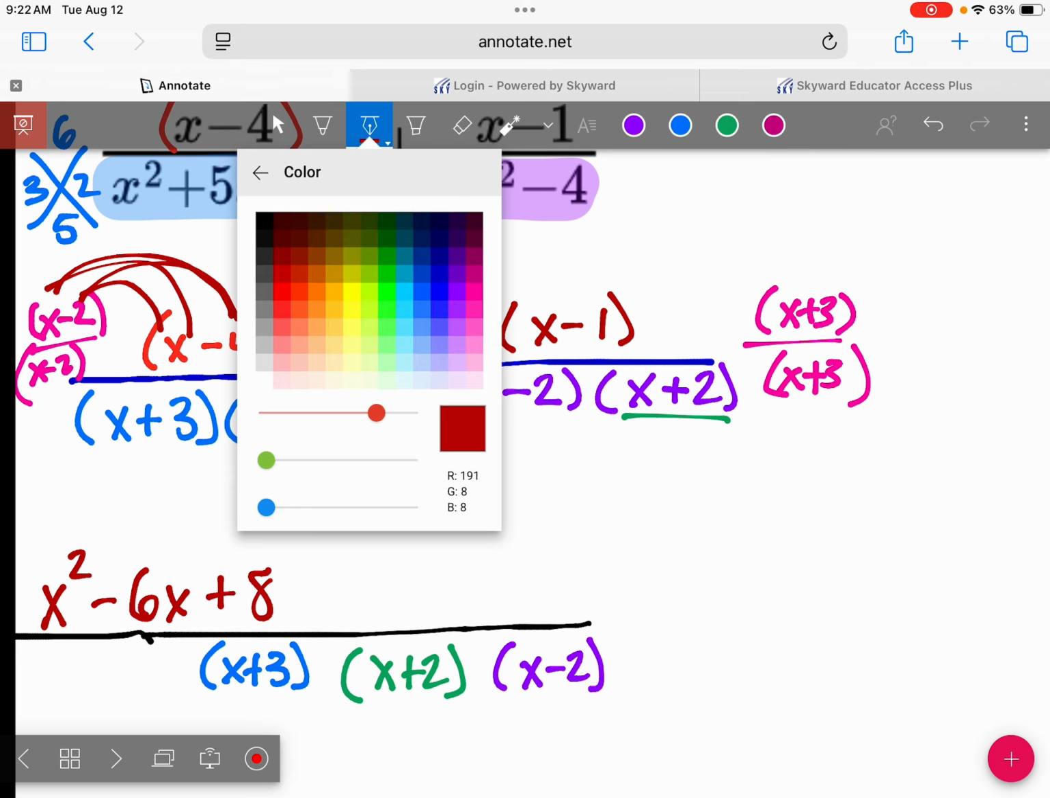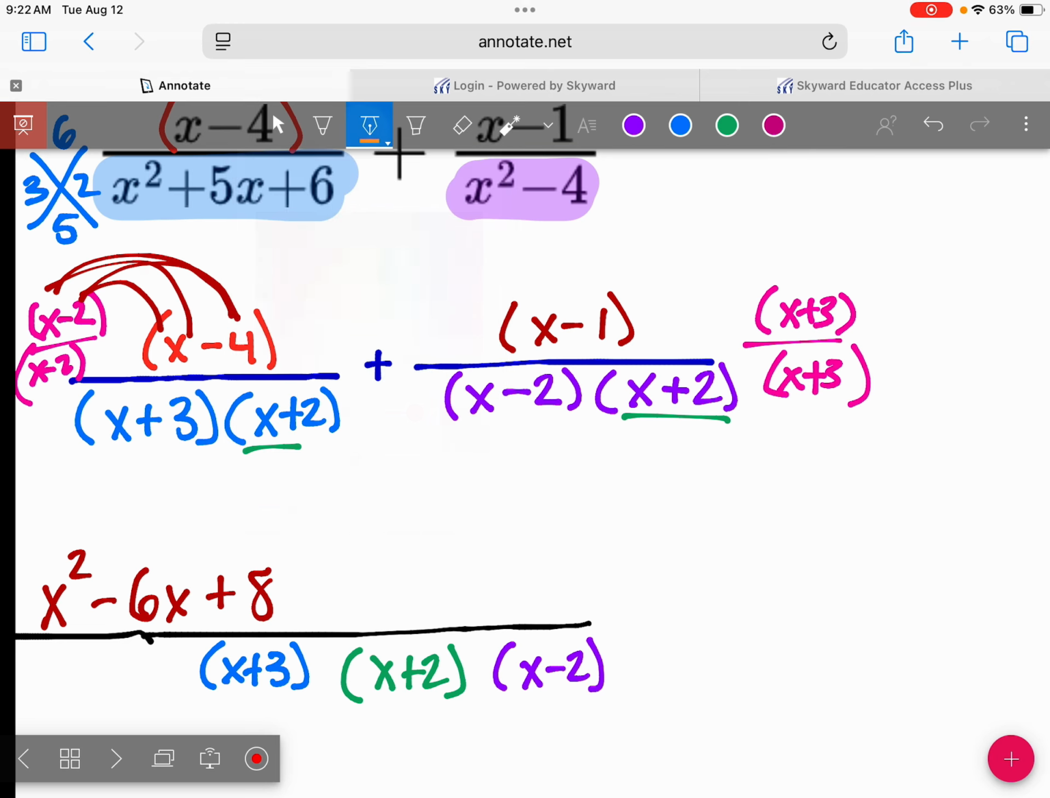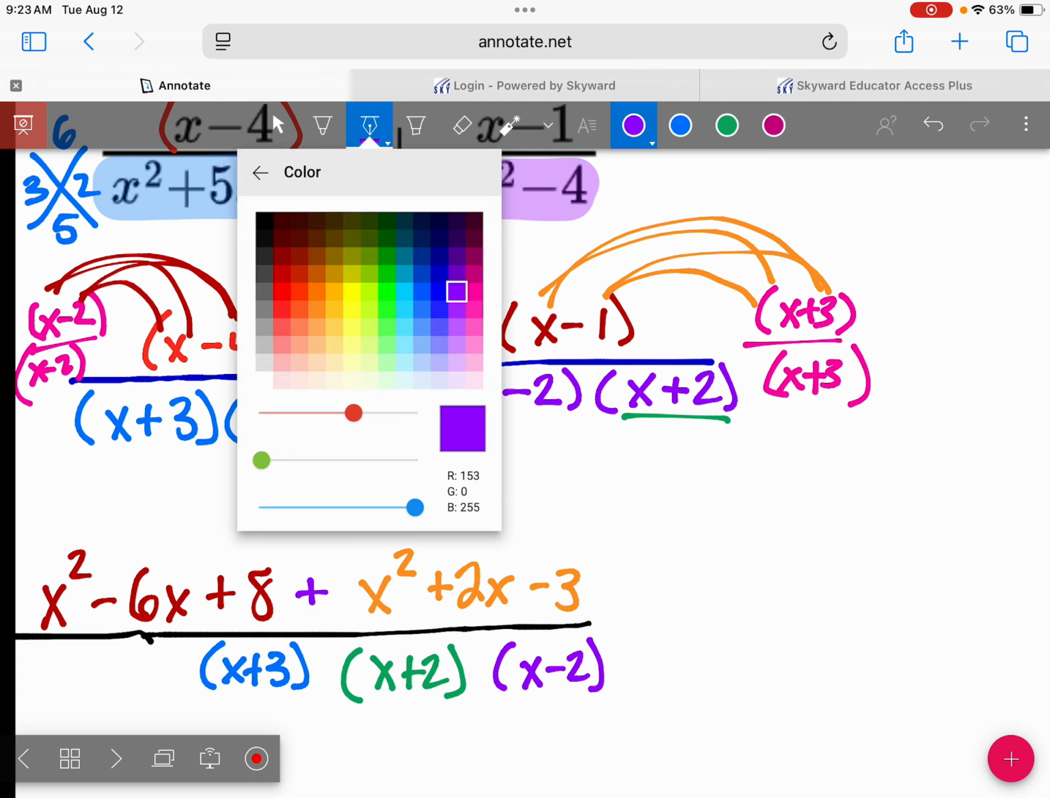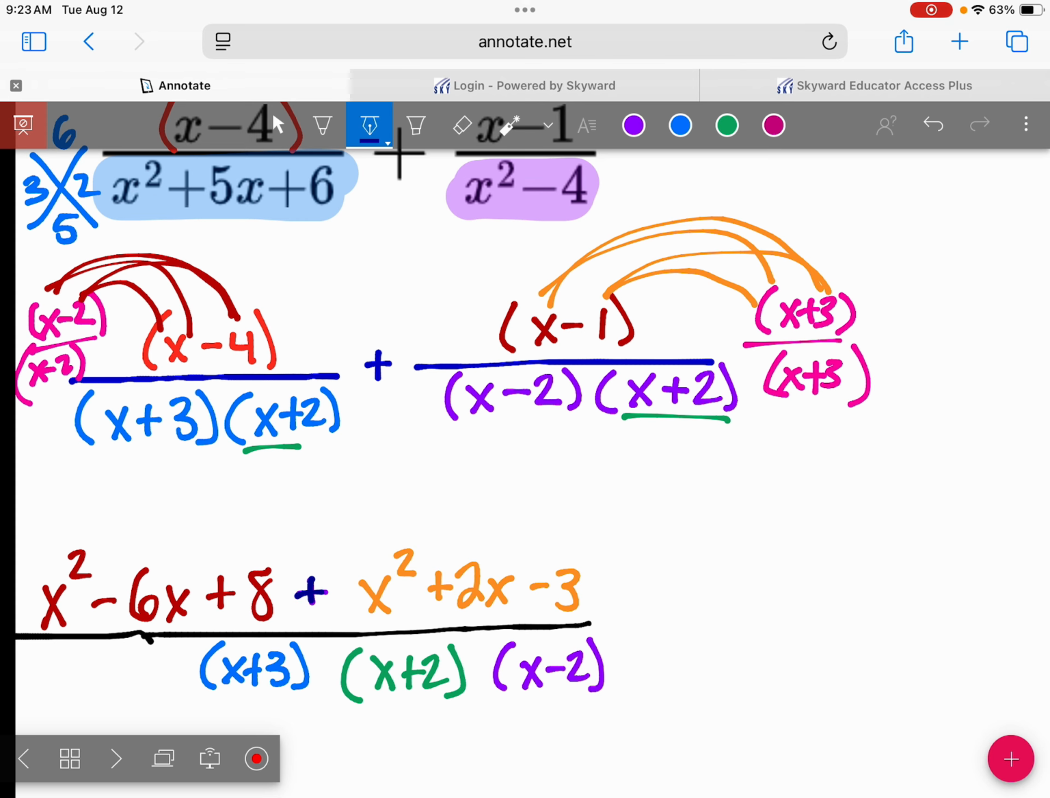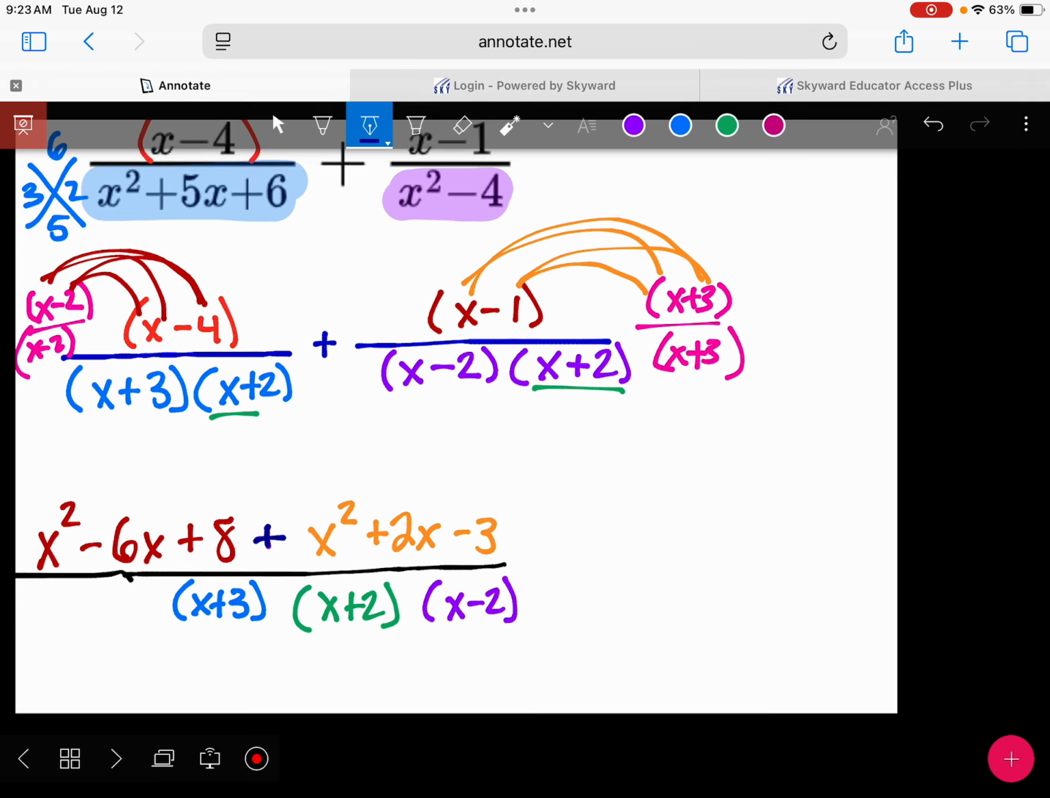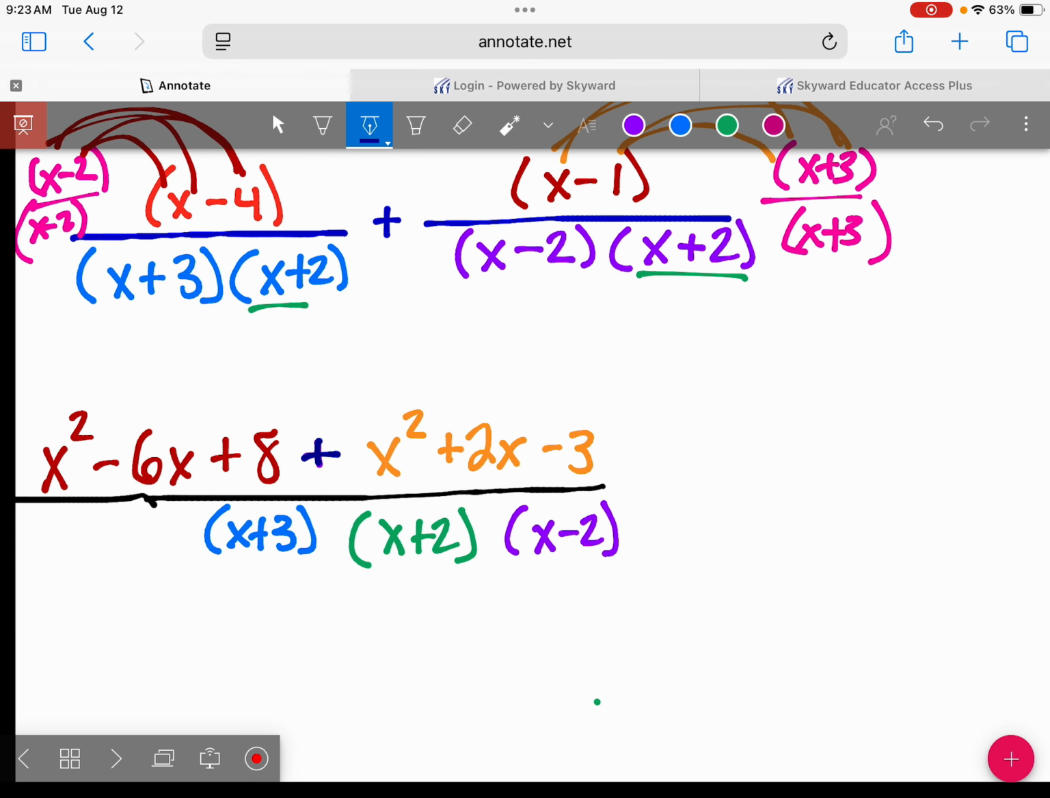Then we're going to do my x times x giving us x squared over here. Minus 1x and a plus 3x gives us a positive 2x. And then we have minus 1 times 3 giving us minus 3. And we are adding these two pieces together. Okay, so everyone see how we get all those pieces?